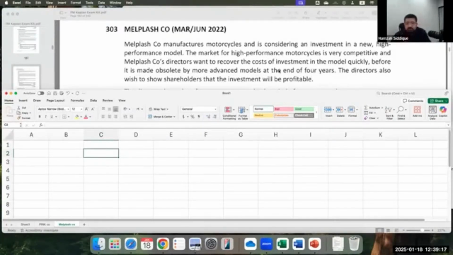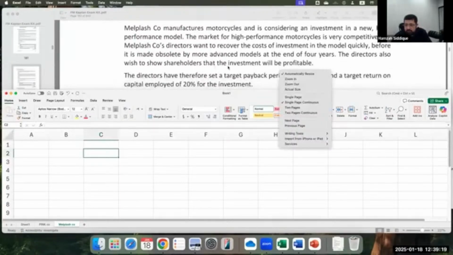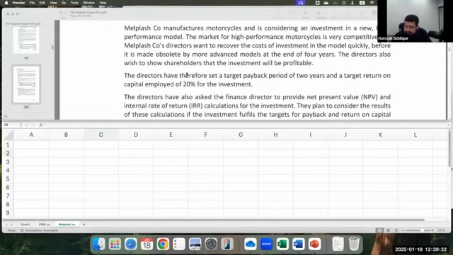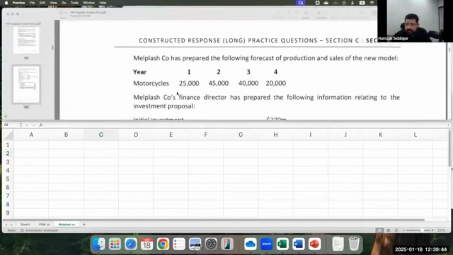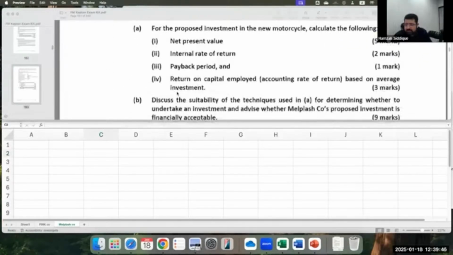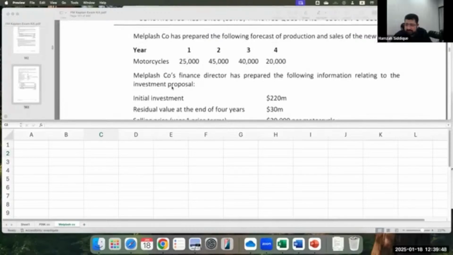The directors also wish to show shareholders that the investment will be profitable. Directors have therefore set a target payback period of 2 years and a target ROCE of 20%. They have also asked the finance director to provide NPV and IRR calculations for the investment. They plan to consider the results of this calculation if the investment fulfills the target for payback and ROCE. So we have to calculate these things, NPV, IRR, etc.